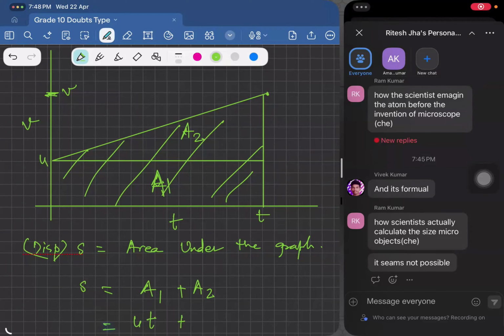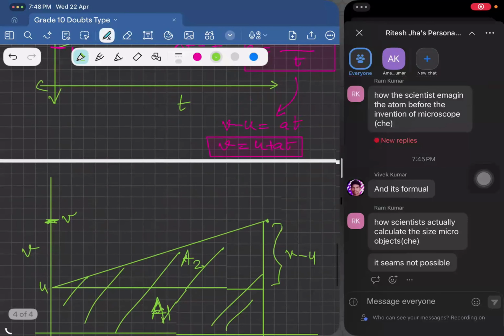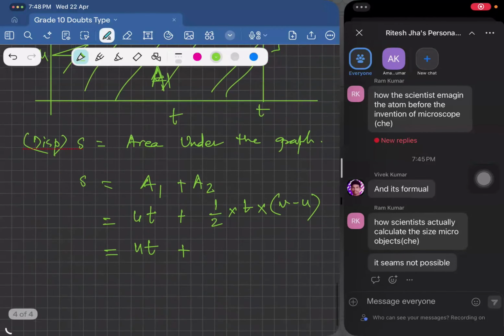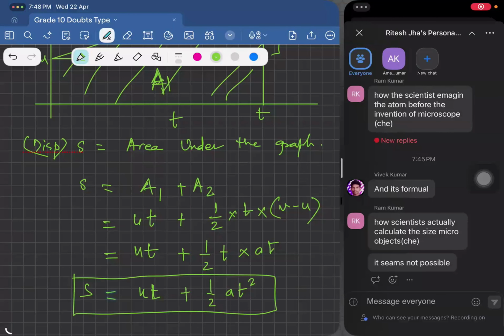And A2 is like a triangle. Area of a triangle is half into base into height. So half into base, that is t, into height. Height is this, which is v minus u. Here also we have v minus u, which I wrote as at. So this is half t into at, which is nothing but ut plus half at square. So we got the second equation of motion. Damn easy, isn't it?